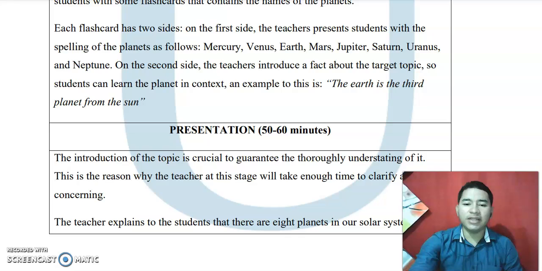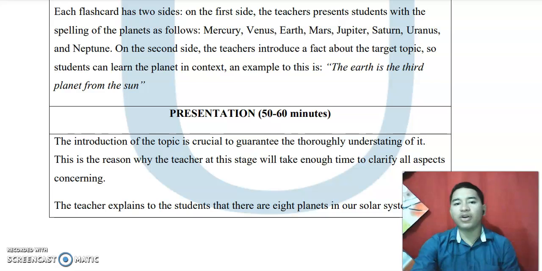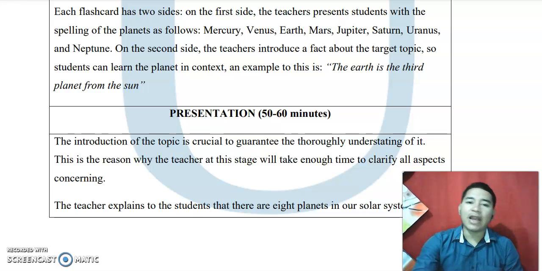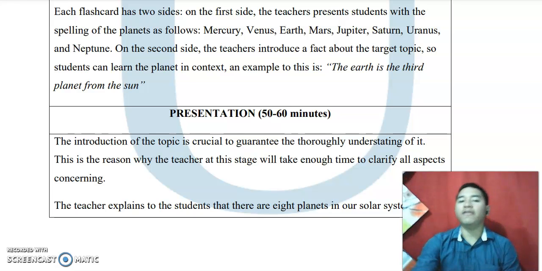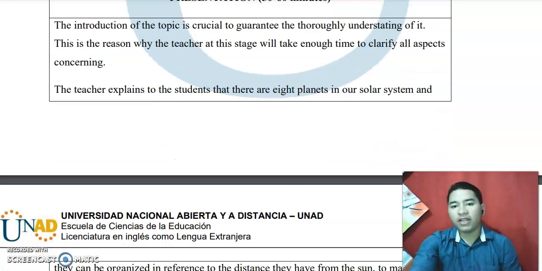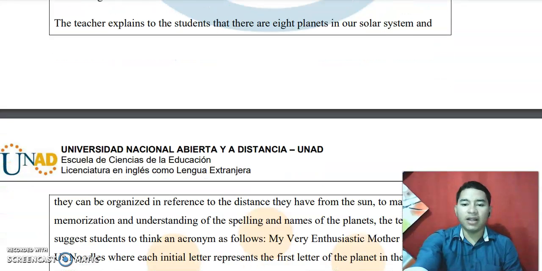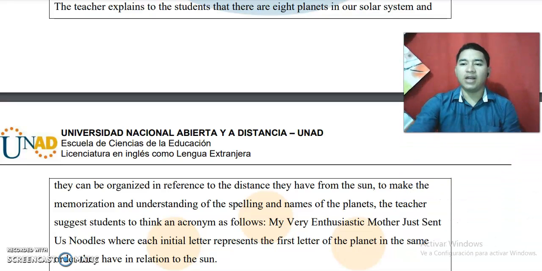Eventually, the teacher is going to present a strategy in which he is going to write on the board an acronym where students are going to relate to the name of the planet and the order or the distance, the organization that these planets have in relation to the sun. So for the development of this specific lesson plan, the teacher is going to write on the board the following acronym.